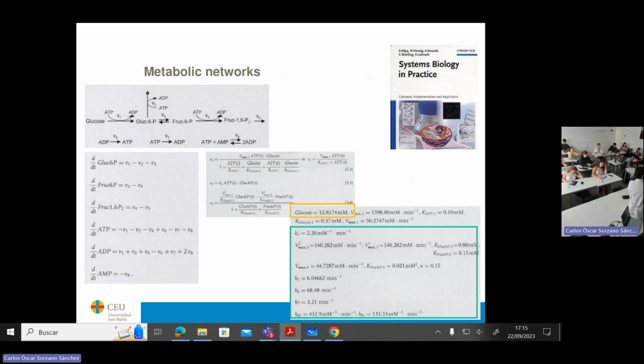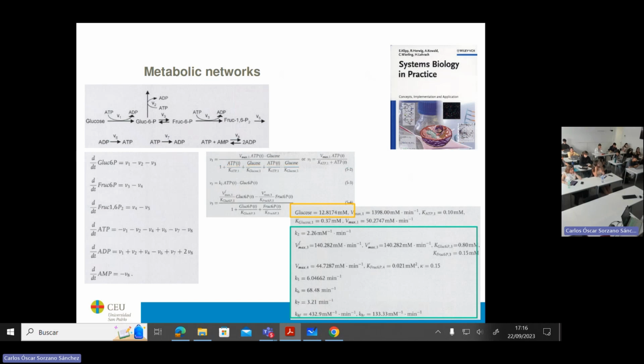And we can model metabolic networks like this. You have seen this in biochemistry probably. Glucose is phosphorylated, and then it is transformed into fructose. And for this, you need ATP and ADP. And you can write the different velocities. Velocity 1 will be, I don't know, this thing. Velocity 2 will be this one, and velocity 3. So you write the different velocities, and now you can write the differential, how they change over time.